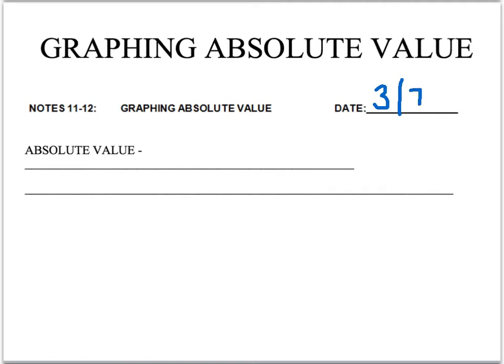Absolute value is defined as the distance from 0. And if you're talking about distance, you're not really going to have a negative answer. So most absolute values come out to be positive.